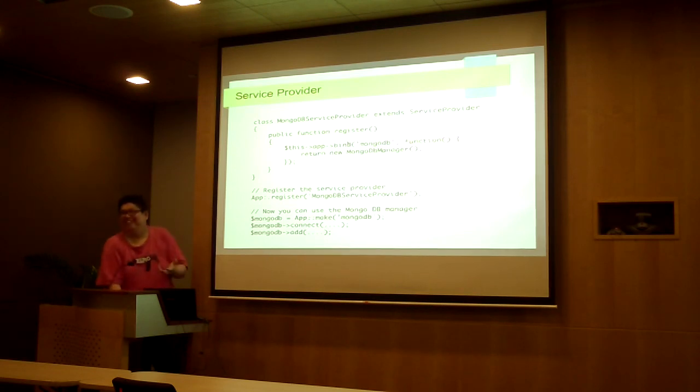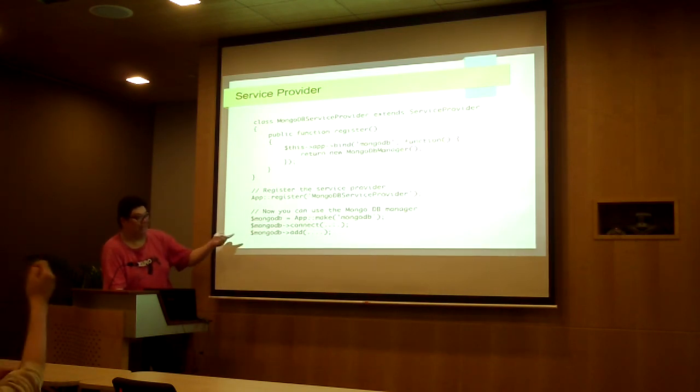It's the IOC container again. Then once you have done that, you register the service provider to the IOC container. So what happens is when you register the service provider, the IOC container instantiates your service provider and triggers this method, and this will bind this object to the IOC container. So once you've done that, you can access your new library the exact same way.